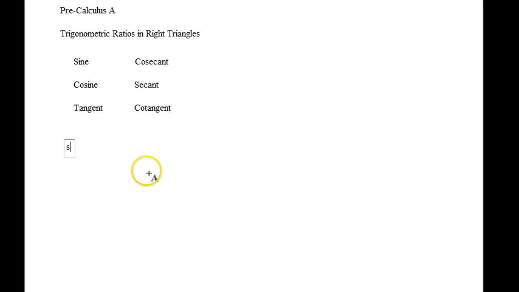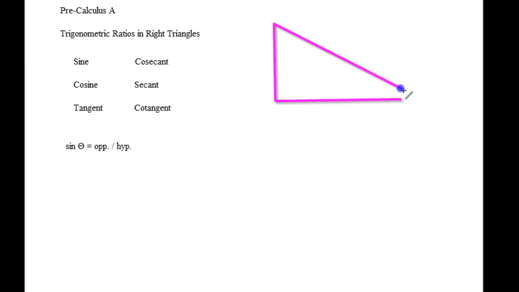Okay? Now, sine is usually written as sin. And if you want the code to do theta, it is Alt 233, and sine of theta is equal to the opposite side of a triangle divided by the hypotenuse side. Okay. Alright, and in this case we'll be talking about this type of triangle. And we're just talking about right triangles to begin with, right acute triangles.